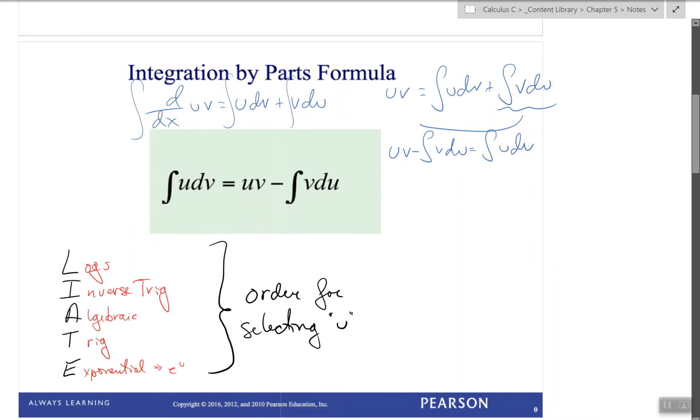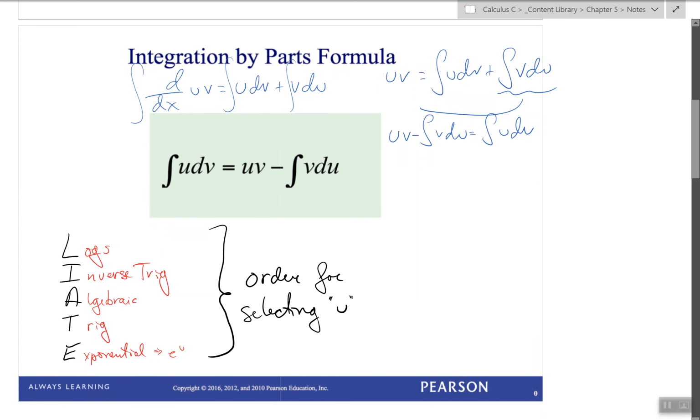There's a really easy rule for this, and it is LIATE, or if you take Latin, liate. And this is the order for selecting u. So you always want to go through this order when you're picking your u. The other part will then be the dv. So we start with L, logs. I is for inverse trig functions. A is an algebraic function. Now this is the most kind of open-ended of them.